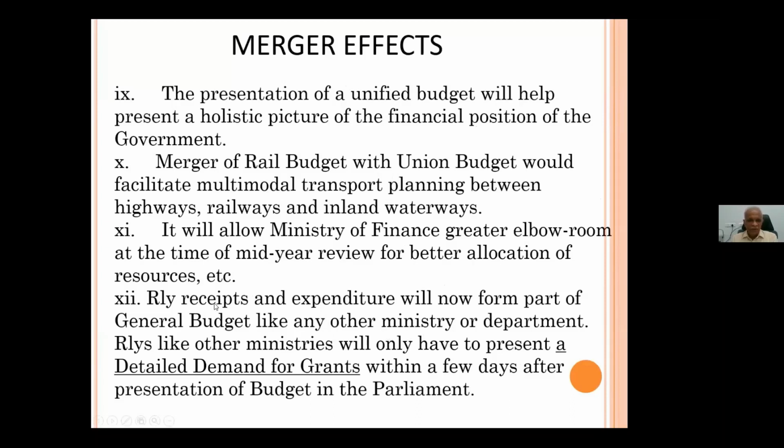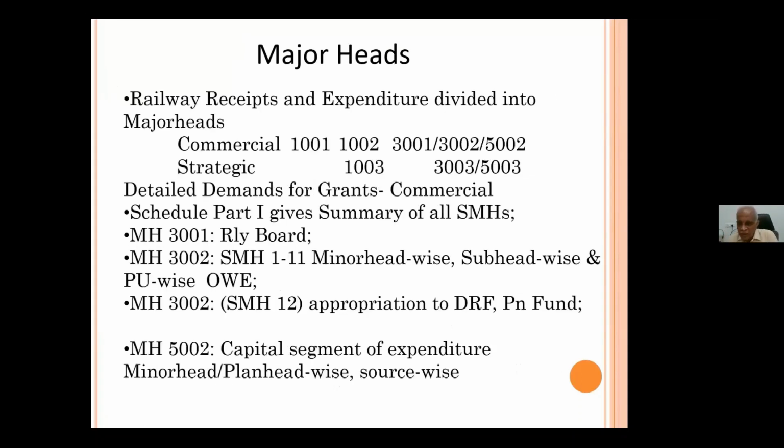So as I said, now the railway receipts and expenditure will form part of the government general budget like any other ministry or department. Like other ministries, railways have to prepare a detailed demand for grants within a few days after the presentation of the budget in parliament. So now when you look at the budget directorate, you will find this detailed demand for grants. There, how much money is given, voted by parliament, and how much is charged expenses, all details will be available.